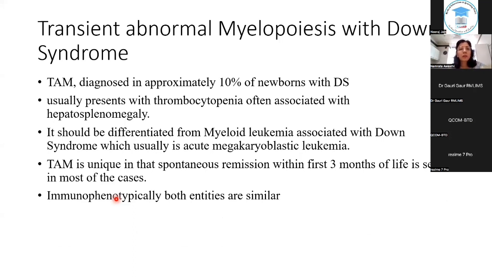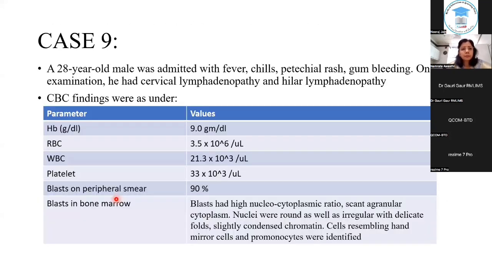And this is an interesting finding, diagnosed in approximately 10% of newborns with Down syndrome, usually presents with thrombocytopenia. And it should be differentiated from myeloid leukemia associated with Down syndrome, which usually is an acute megakaryocytic type. There is spontaneous remission in the first 3 months of life. Immunophenotypically, both entities are similar.